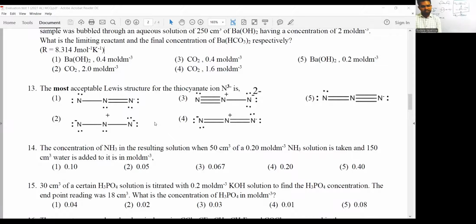But for the other structures, in the first one the octet is not completed. The second one also has incomplete octets, so they are anyway wrong. If you take the fifth one, there also the octet is violated, so it can't happen. So the possible 2 answers are answer 3 and answer 4. So what you have to practice here is the Lewis method.